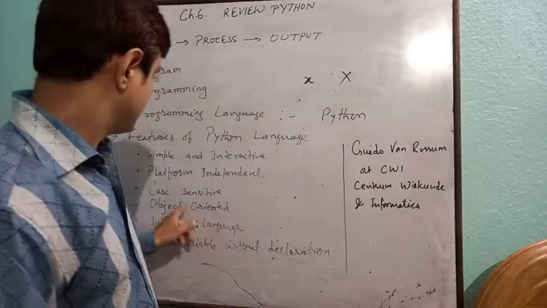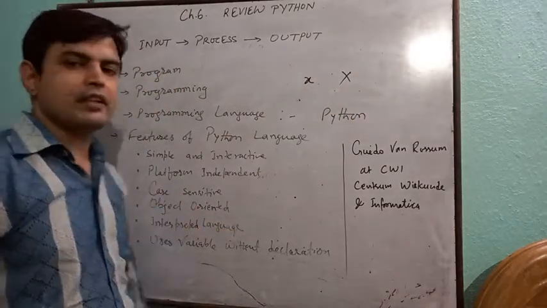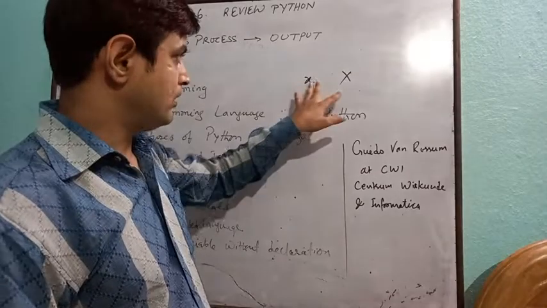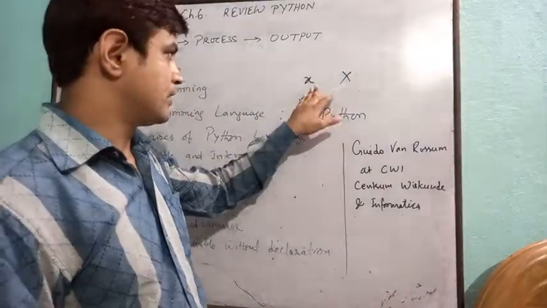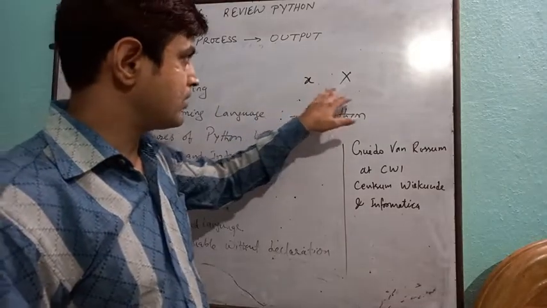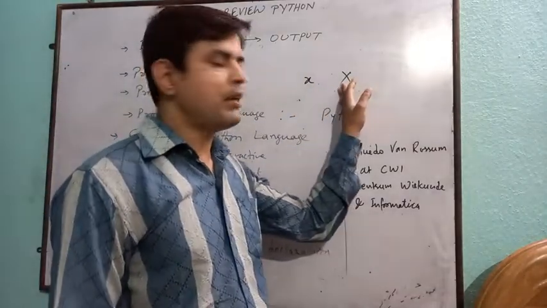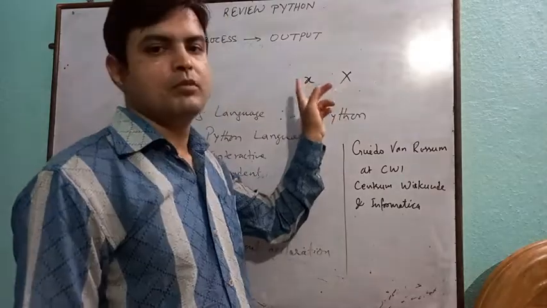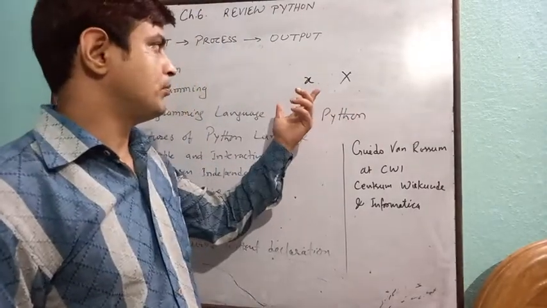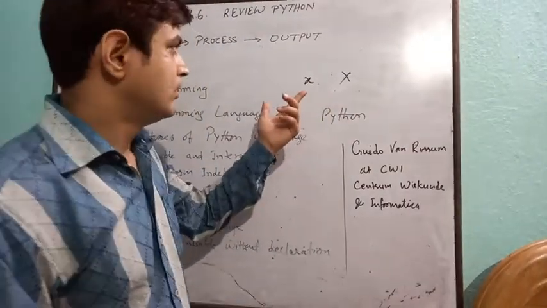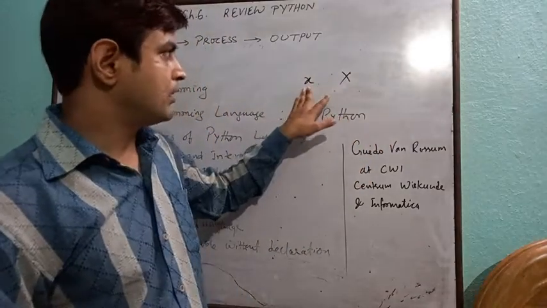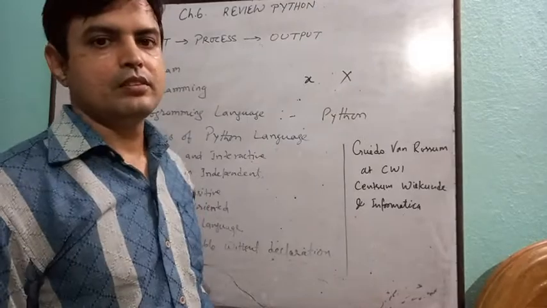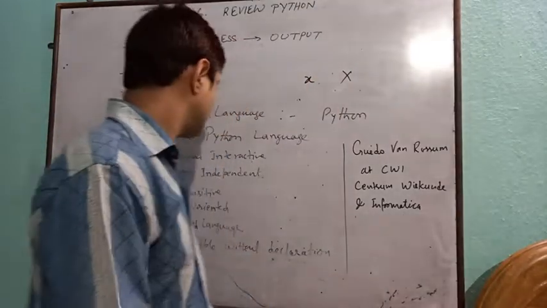That is why it is case sensitive. Python will treat these two alphabets, which are the same alphabet X, one written in small case and the other in capital case, as two different variables. Just as we use variables in maths, we also use variables in a programming language.